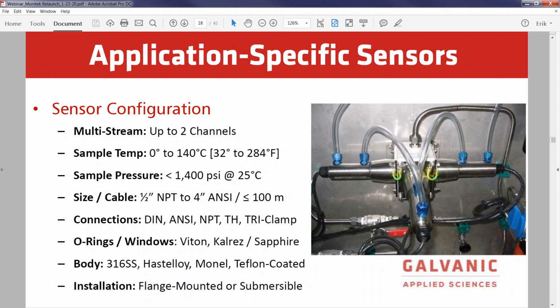So we have a 300 psi buffer, so that worked out really well. Size of cable, this is just the actual cable going in and out of the transmitter between the two. Sorry, I read that wrong. The size of the sensors, we do anything from 1/2 inch NPT up to 4-inch ANSI, and everything in between.